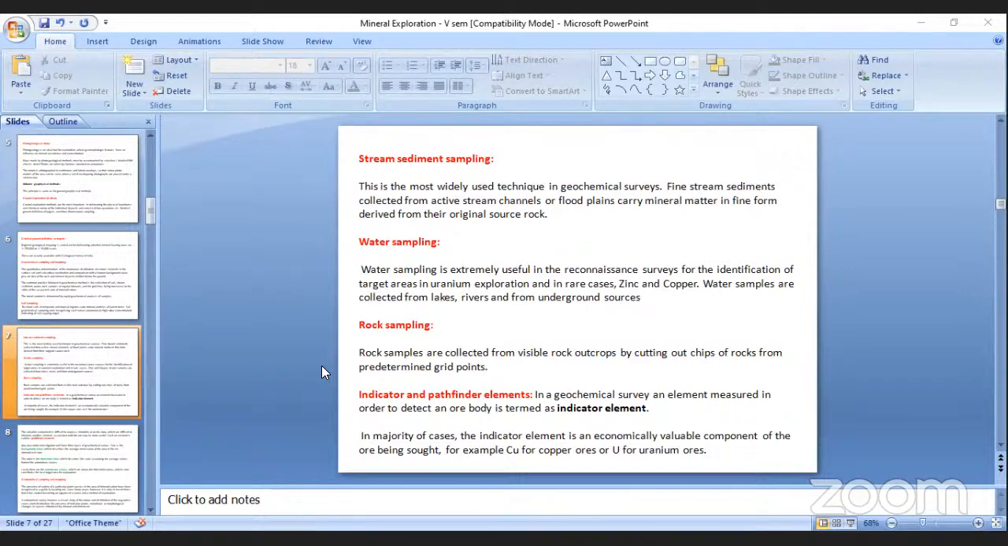But not only for that uranium exploration or zinc exploration or copper exploration. We will also use this to find out the quality and quantity of water measurements. It will be useful to us. But particularly from the mineral exploration point of view, water sampling is useful for all types of exploration purposes.